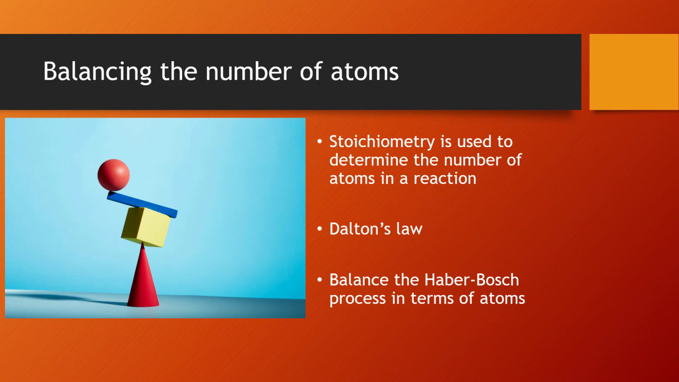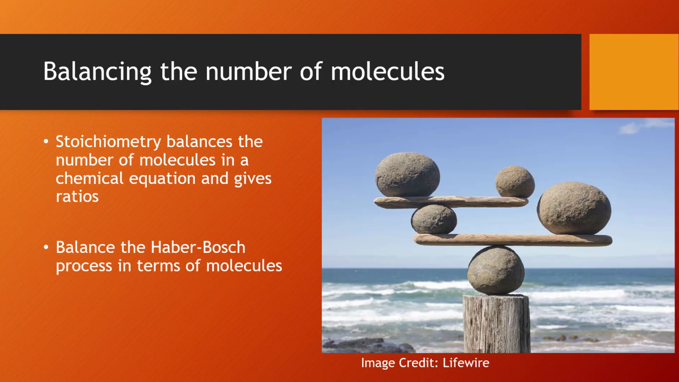First off, we can balance the number of atoms. Remember that Dalton's law states that the number of atoms is conserved in all chemical reactions. So look at your balanced equation and just count the atoms on each side. You're going to see that there are the same number of atoms on each side. And that's a good thing to double check when you're doing stoichiometry, making sure that you're not somehow losing or gaining atoms.